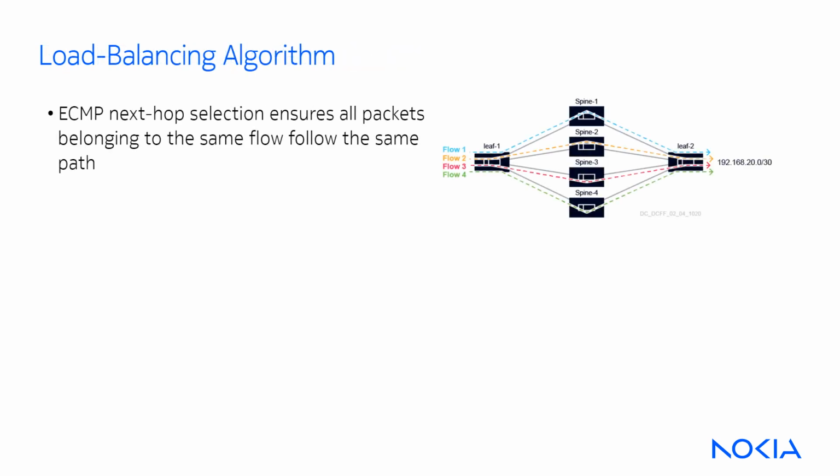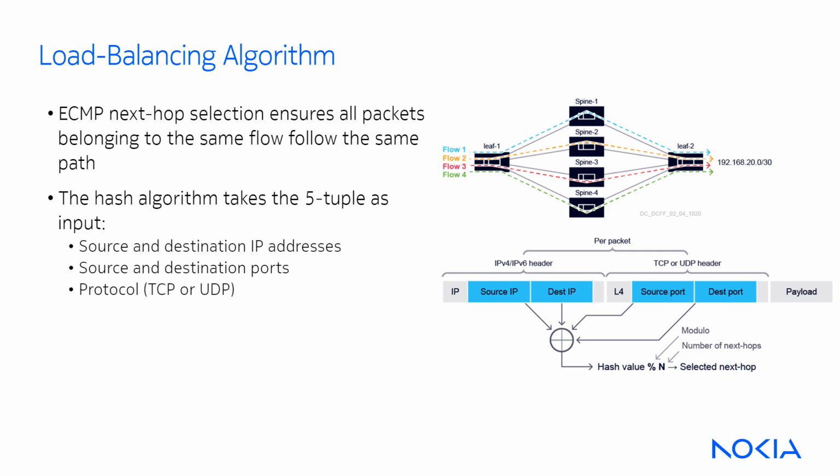The ECMP next hop selection algorithm ensures that all packets belonging to the same flow take the same path. This is required to avoid packet reordering. The algorithm is a hash function that takes as input the source and destination IP addresses, the source and destination ports, and the protocol, either TCP or UDP. These fields are the same for packets belonging to the same flow.